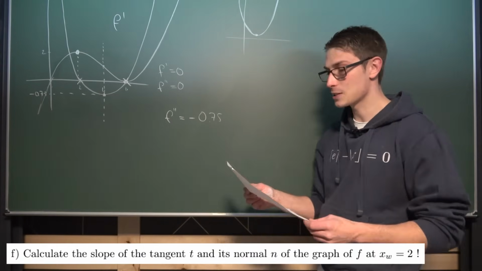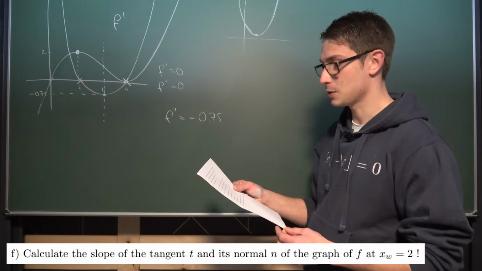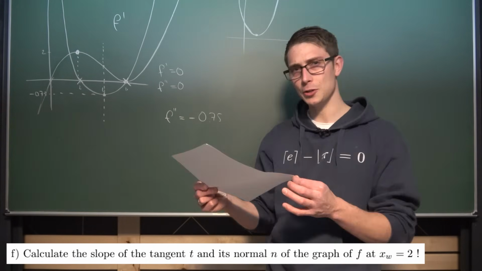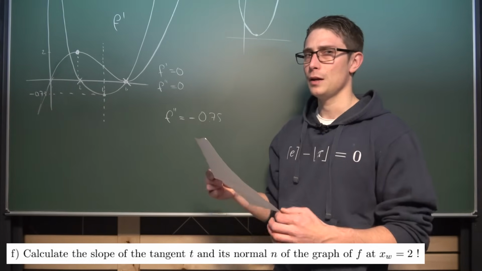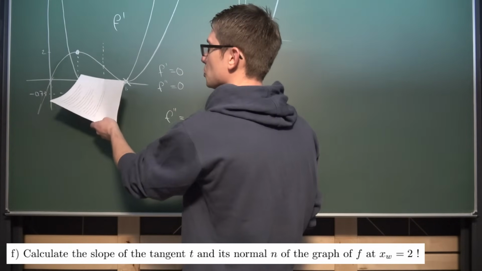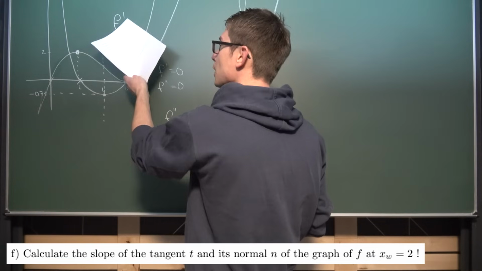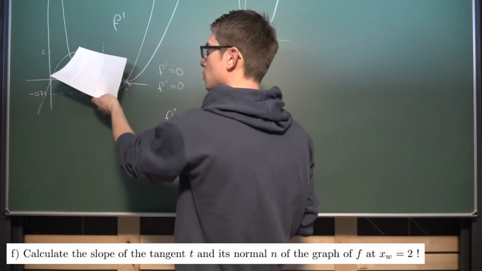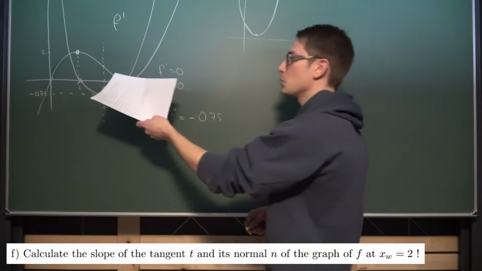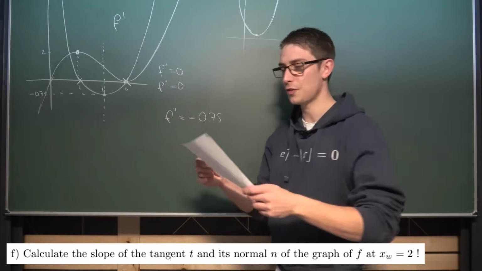Now, calculate the slope of the tangent t and its normal n of the graph of f at x_w being equal to 2. Now, x_w is the critical point at x being equal to 2 of our function f prime, but this is always going to correspond also to the critical point of the inflection point, one of the two inflection points on the original function.